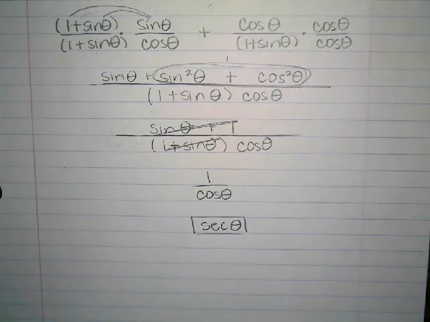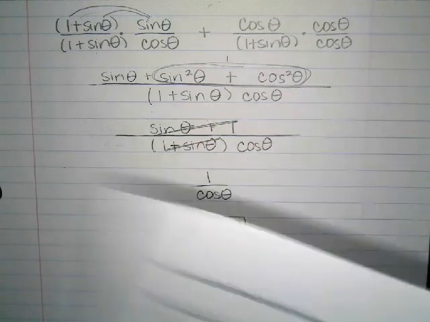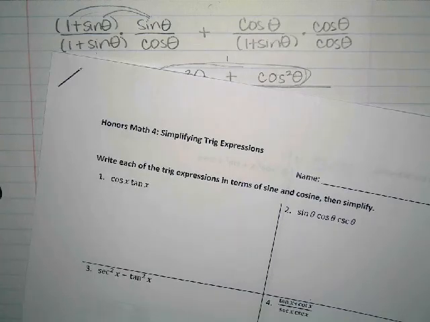So the first few on the worksheet, they're specifically using the strategy of turning it into sine and cos. And then after the first 6 problems, I think, then it says to use whatever method.